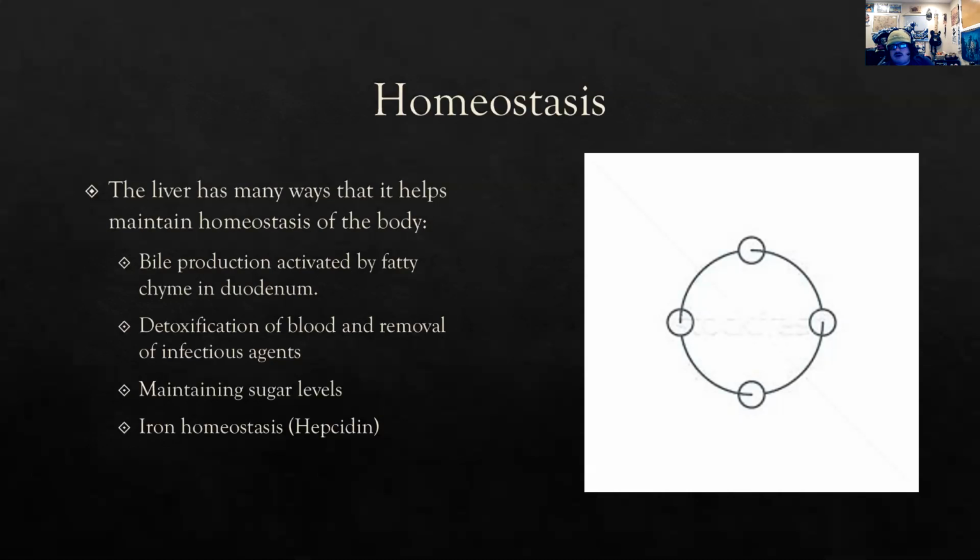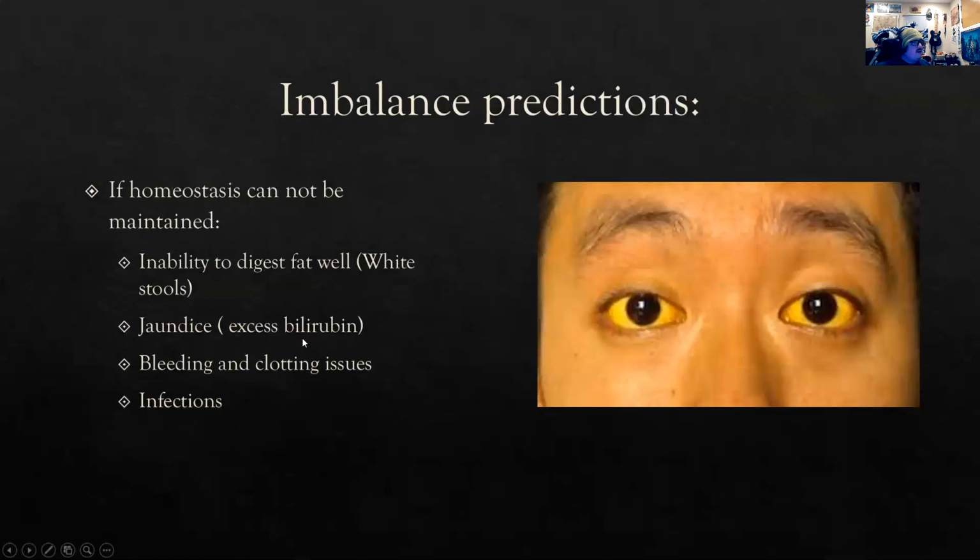This is a site where iron levels are maintained, and where we need to make sure we don't rid ourselves of excess iron, and try to keep the right amount, because iron deficiencies can lead to pretty serious illness as well. So if homeostasis is not maintained, the liver will start to head towards failing.